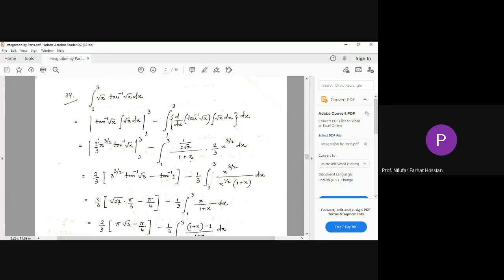Okay, now here take this 2 by 3 outside and use the limits. It will be 3 to the power 3 by 2 tan inverse root 3 minus 1 into tan inverse 1. And here these two and these two will be cancelled and 1 over 3 can be taken outside. It will be 1 up to 3. And here it is x to the power 3 by 2 divided by root over x, because ultimately it will come to the denominator.